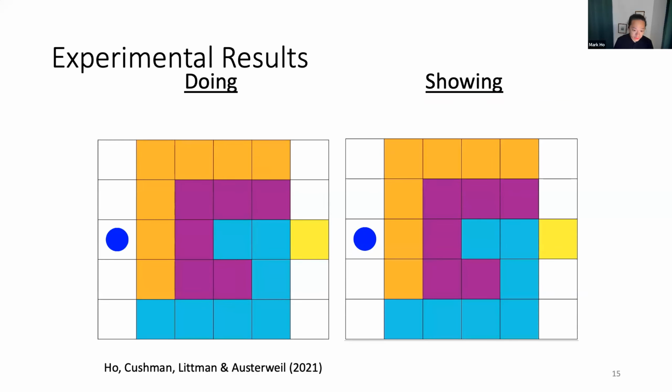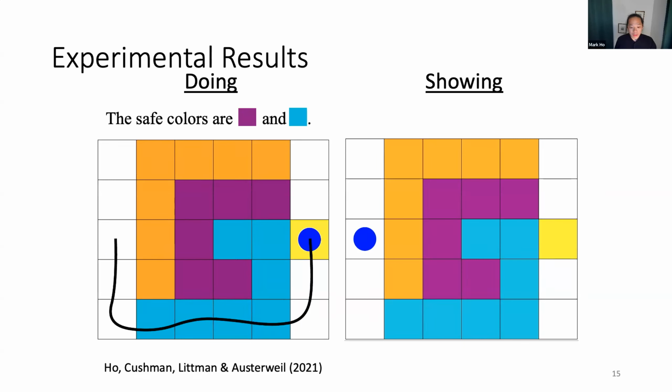And we put people into two conditions. The first was a doing condition, where we told people just the underlying reward function. We told them that the safe colors are purple and blue in this case. And people would do things like this. They'd go down and around to get to the goal, avoiding the orange. And we can represent it like this.